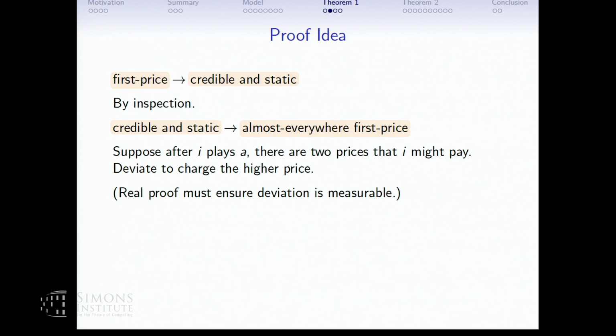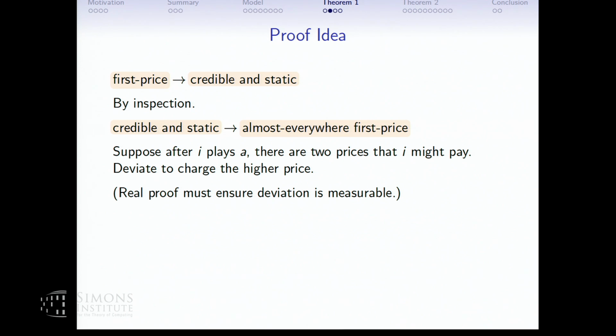Why does credible and static imply that it's almost everywhere first price? Well, suppose after you play an action, there are two prices that you might pay. Here's a profitable safe deviation: the auctioneer should deviate to charge you the higher of the two prices. Therefore, for each of your actions, there must be a unique price that you will pay if you win, which gives you a lot of the structure of the first price auction.